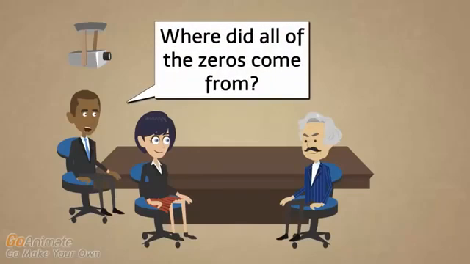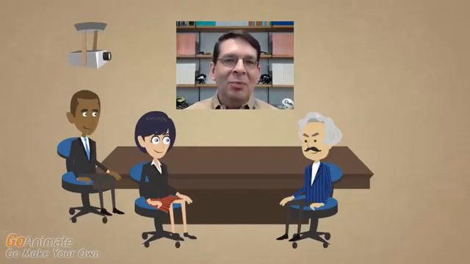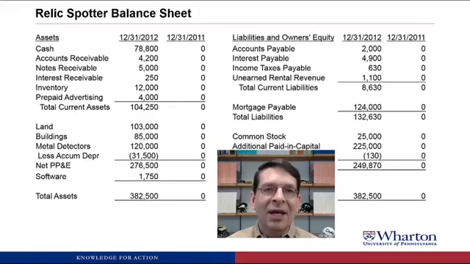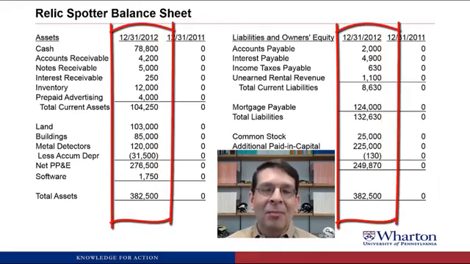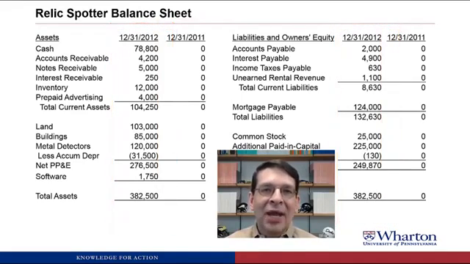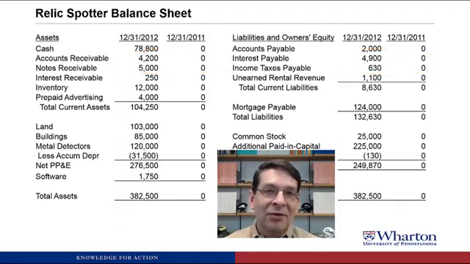Where did all of the zeros come from? I don't remember all of those zeros when we put together the balance sheet. Good memory. In fact, when we put together the relic spotter balance sheet, we didn't have all these zeros in there because we only put together the ending balance sheet. But when we do a cash flow statement, we need the change in the balances, the difference between the beginning balance and the ending balance. There was no beginning balance on any of these accounts because Relic Spotter is a startup company. So I went ahead and created a beginning balance sheet of all zeros to make it clear that we're taking the change in the balances for the statement of cash flows, not just the ending balance.